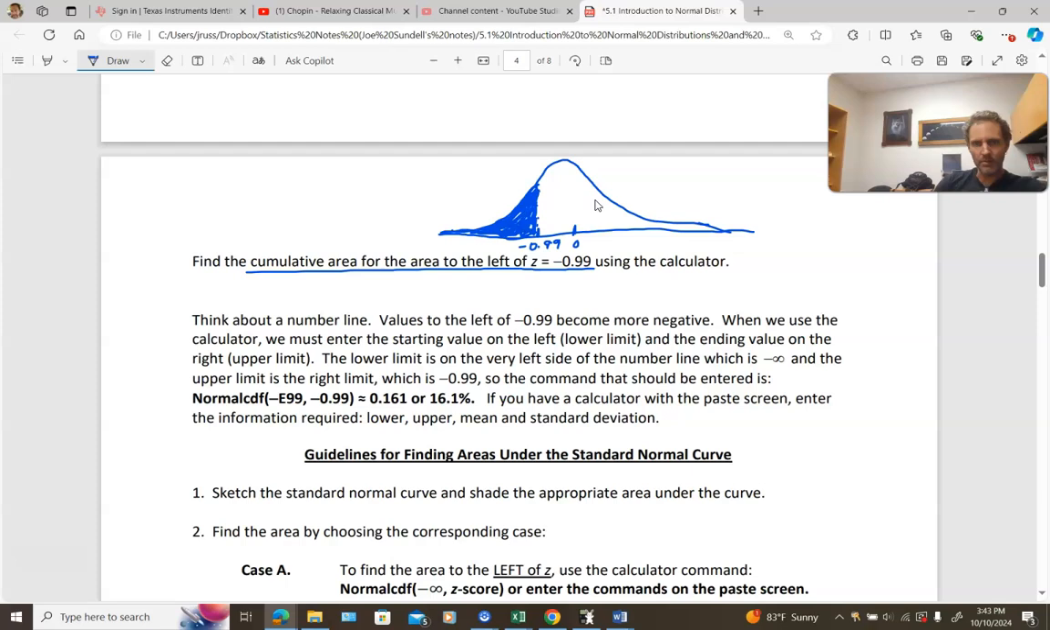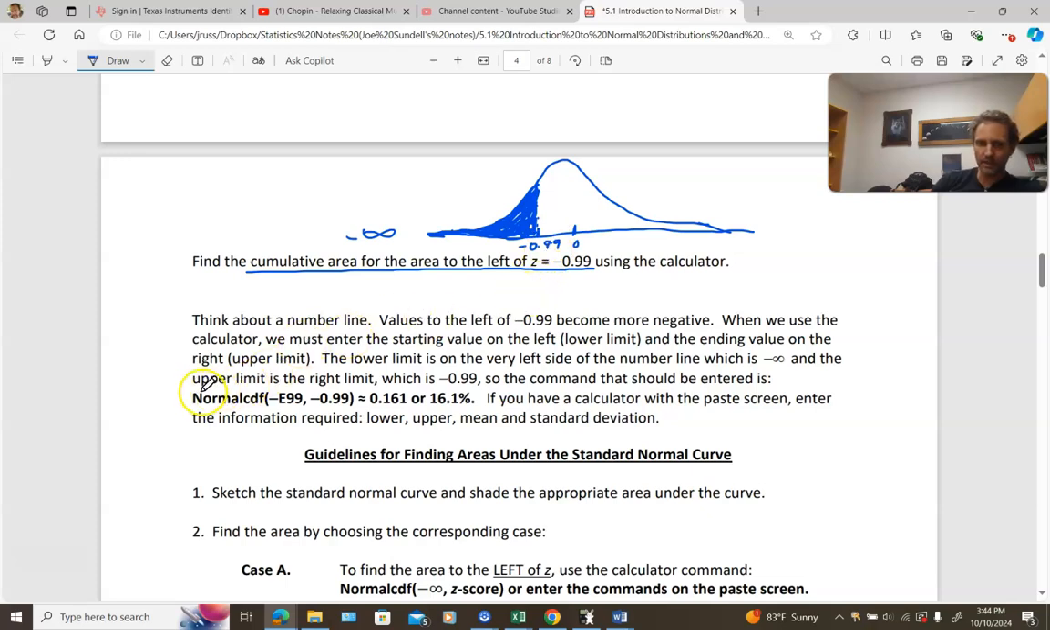Well, the calculator will help us do this, but you've got to give it a starting value and a stopping value. Because this distribution technically goes on forever to the left, we can sort of say that we're trying to find the area under this curve from negative infinity all the way up to negative 0.99. And we could tell the calculator that.